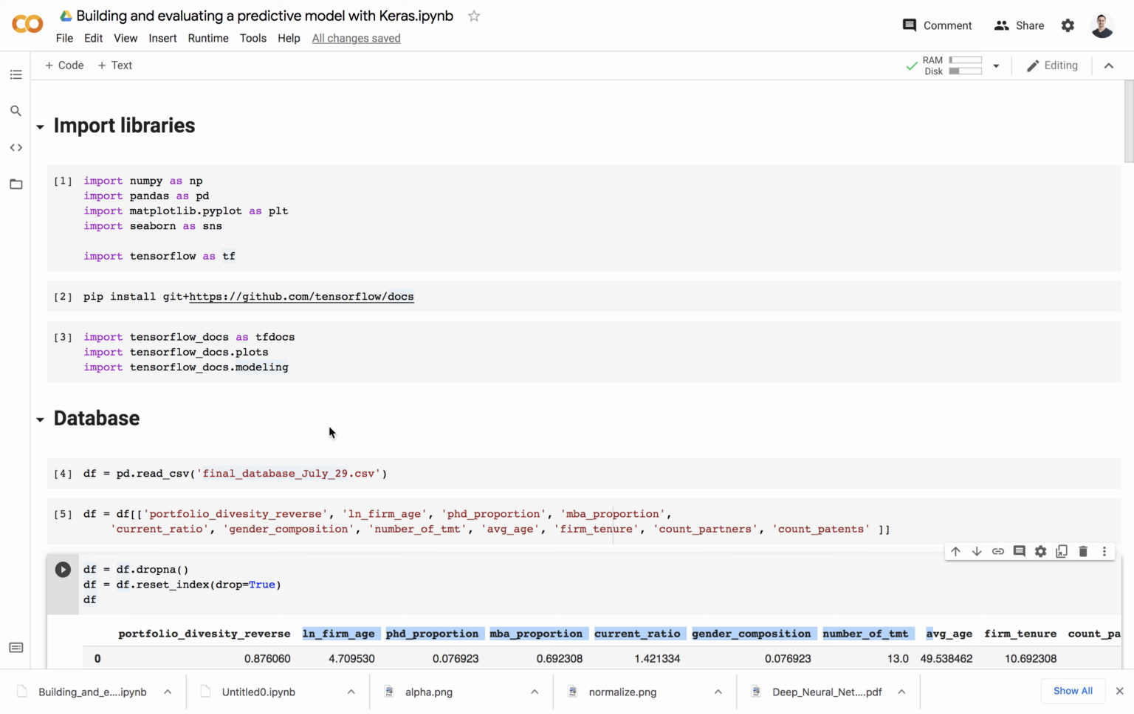Hi everybody, welcome to the video on model building using Keras. I have imported NumPy, Pandas, Matplotlib, Seaborn, and TensorFlow as a backend.